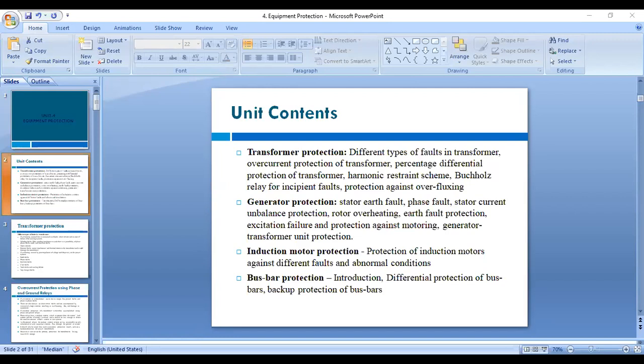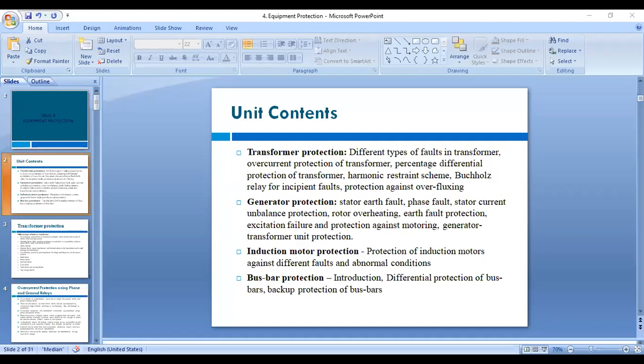Phase to phase, or earth fault? Phase to phase, correct. In a phase to phase fault, the current is more, and in a ground fault, the current is less.